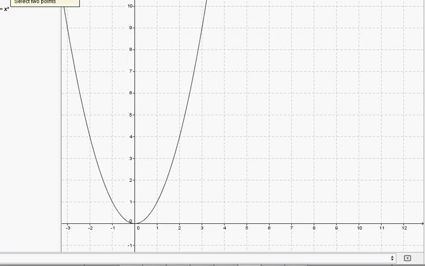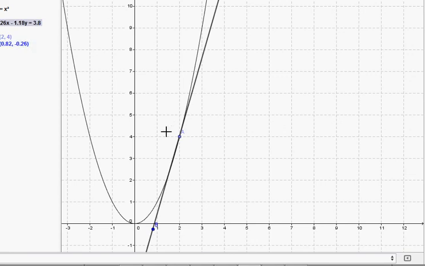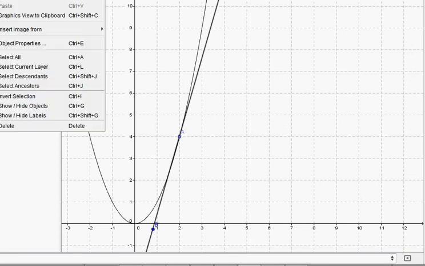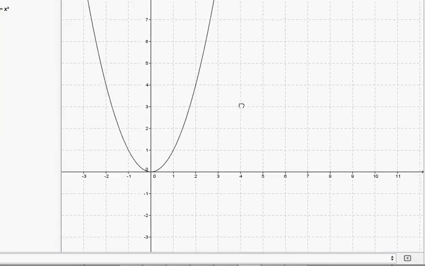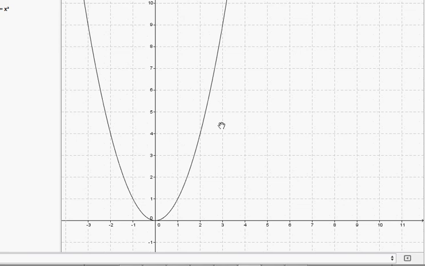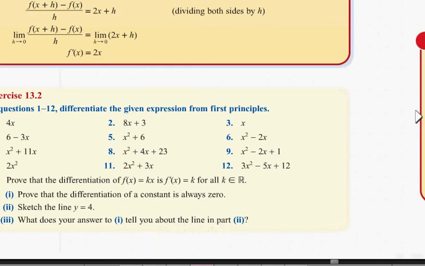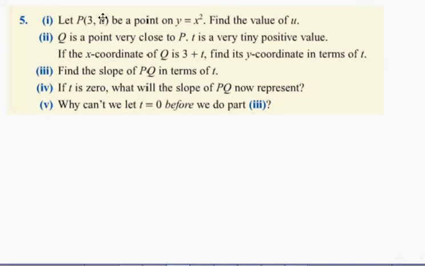The rate of change is always going to be tangents. Do you understand? So the tangent is going to give us the rate of change at that point. So what we have to do is figure out a general procedure for finding the slope of a tangent. Okay? So what question 1 is asking us to do is, let (u, 3u) be the point on y equals x squared, find the value of u.